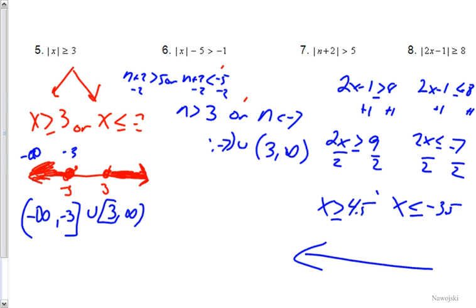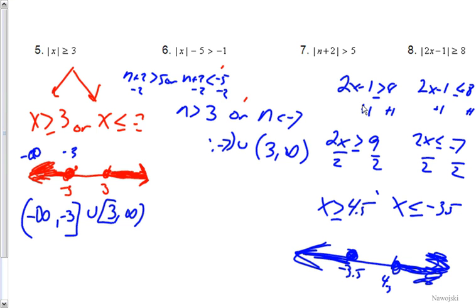Okay, just taking a look at it. Negative 3.5 is easier to see. It's a closed circle, it's got a fill. And then 4.5 over here. And those are the situations, okay?